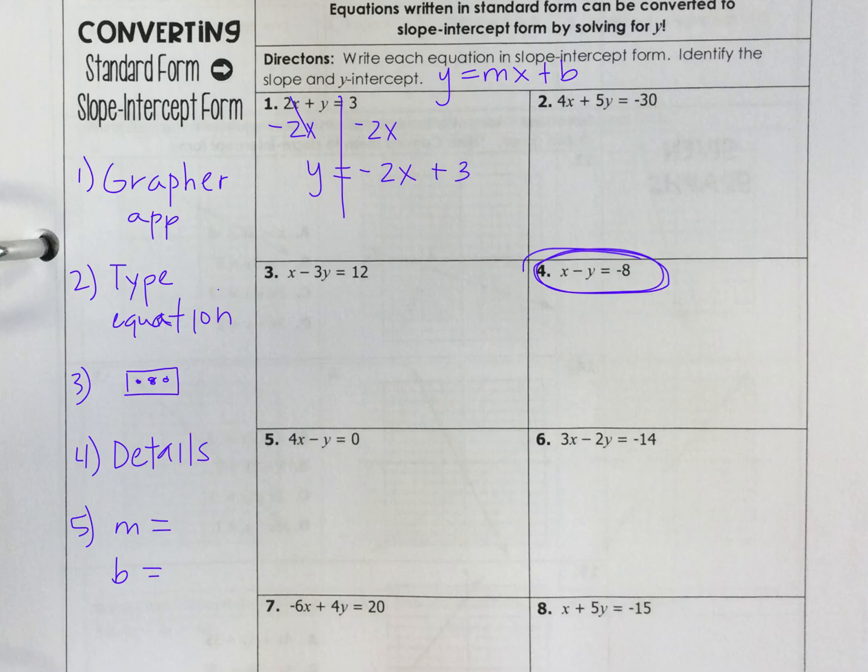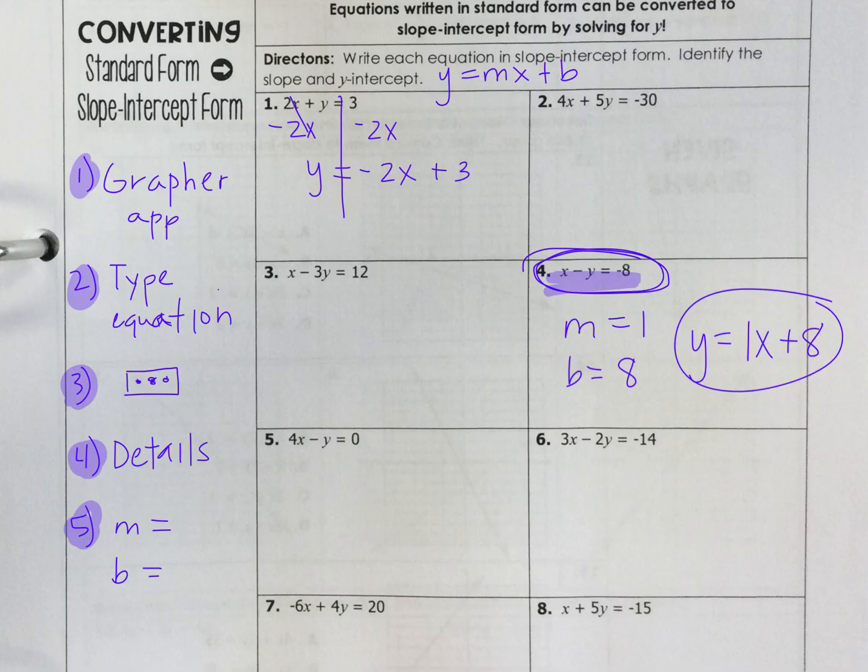So you follow the steps I wrote on the side, and I would highly recommend that you write them down too. Go into the Grapher app, type your equation right here, and then next to the equation you'll see a menu. Click on that, click details, and it will show m equals and b equals. So when we do that, it'll say m equals 1 and b equals 8. And so then I just write y = 1x + 8. And then I can graph that.